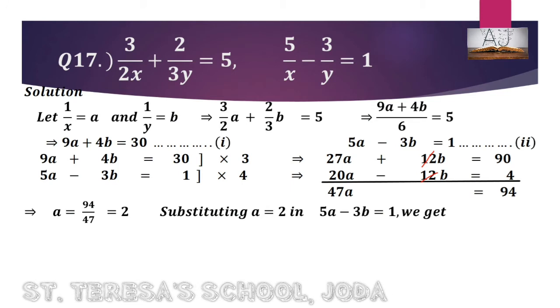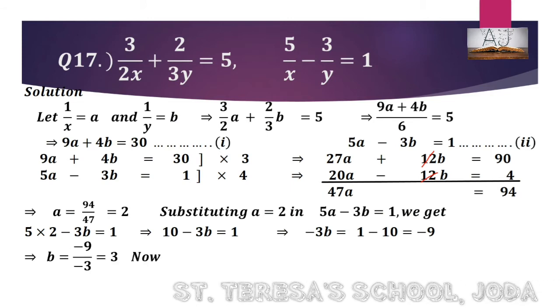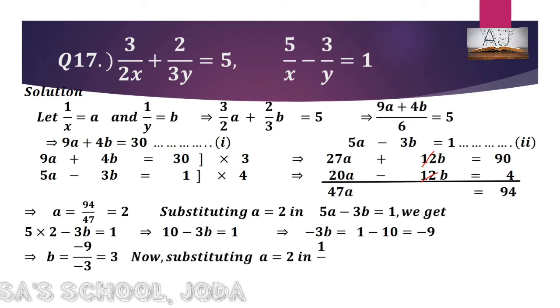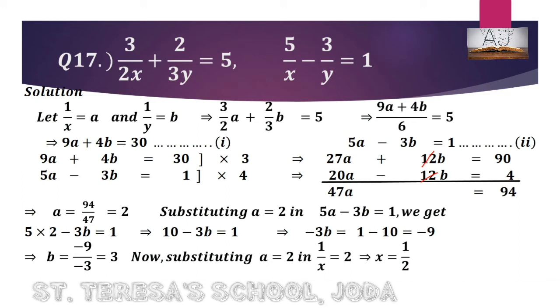Now we'll substitute this a equal to 2 in the first equation, and thus we can get the value of b as well. But you know, this is not the solution. The value of b has come 3. But now we have to bring back the values. That is a equal to 2, and we have taken 1 by x is equal to a.